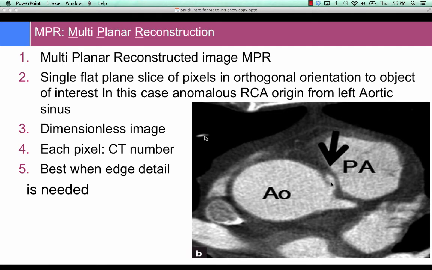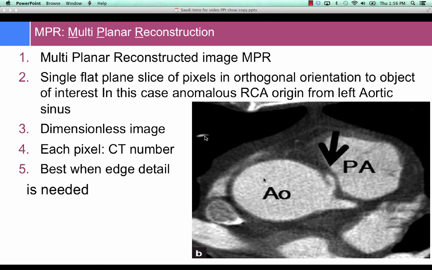that look orthogonal to the area of interest, and in this case, an anomalously arising left main coronary artery here, and an anomalously arising right coronary here, which importantly is traveling between the pulmonary artery and the ascending aorta. And there are circumstances when this might be a dangerous lesion that would predispose the patient to symptoms and perhaps sudden cardiac death. Anyway, on these images, each pixel has a Hounsfield number.